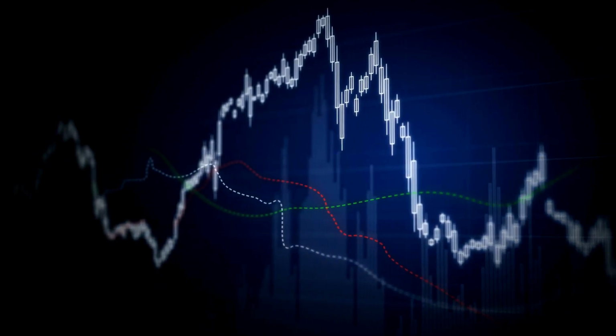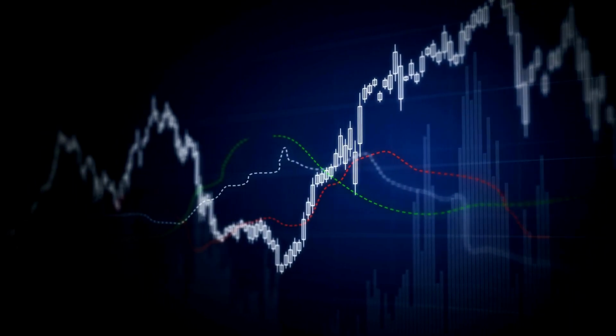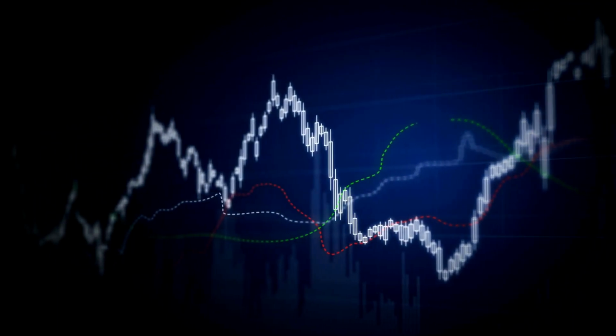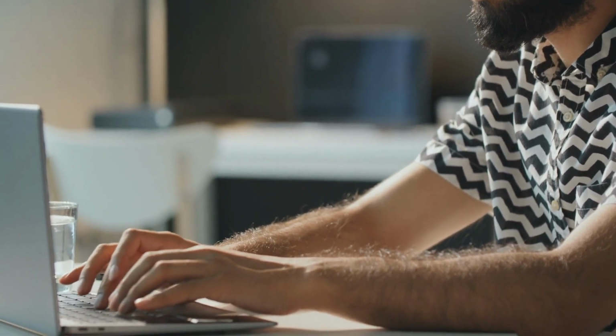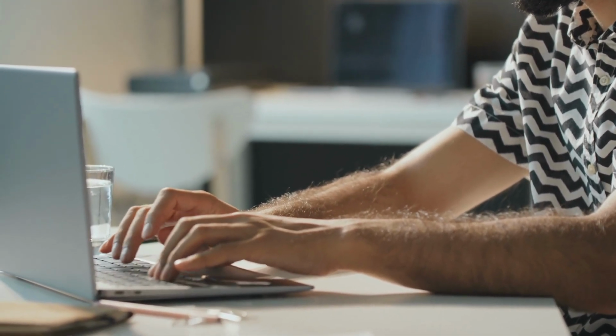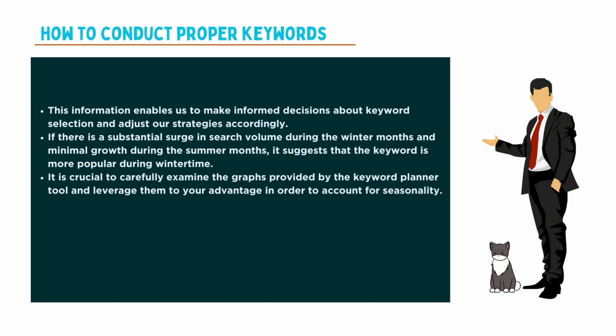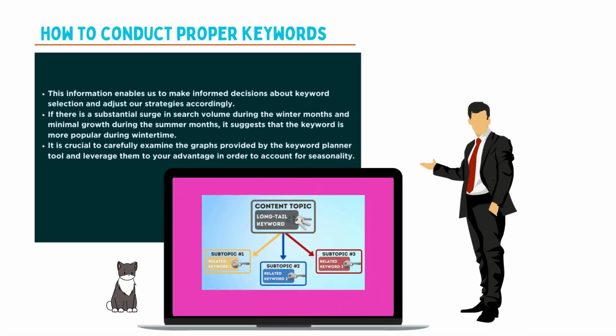However, it is essential to consider seasonality, as search trends can vary throughout the year. This is where Google's Keyword Planner tool becomes useful. By utilizing this tool, we can analyze keyword trends and identify any specific patterns or seasonality trends by hovering over the data. This information enables us to make informed decisions about keyword selection and adjust our strategies accordingly. If there is a substantial surge in search volume during the winter months and minimal growth during the summer months, it suggests that the keyword is more popular during winter time. It is crucial to carefully examine the graphs provided by the Keyword Planner tool and leverage them to your advantage in order to account for seasonality.